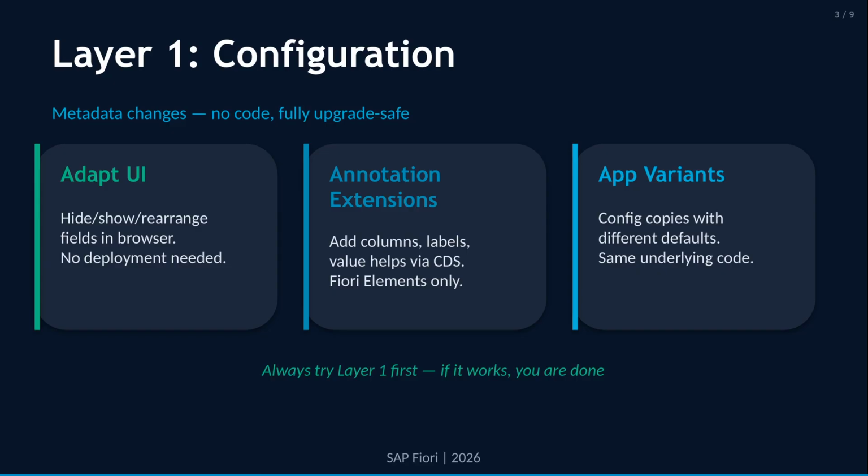Second, annotation extensions. You add CDS annotation files that modify the metadata of a Fiori Elements app. You can add columns, change labels, define value helps, and adjust filter bars entirely through annotations. Third, app variants. You create a copy of an existing app's configuration with different default filters, layouts, or navigation targets. App variants share the same underlying code but present a different user experience. All three approaches are fully upgrade safe because they operate on metadata, not source code.